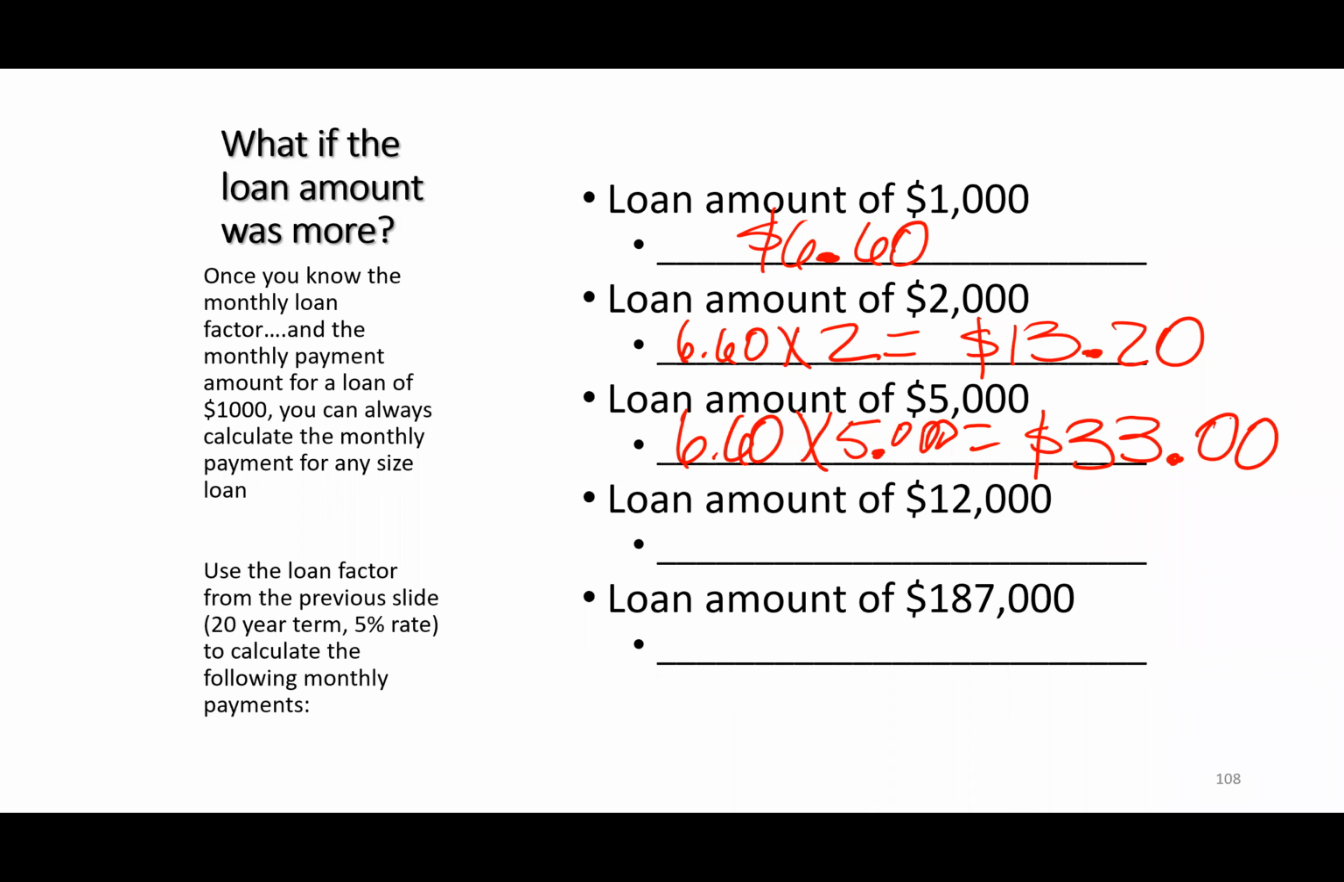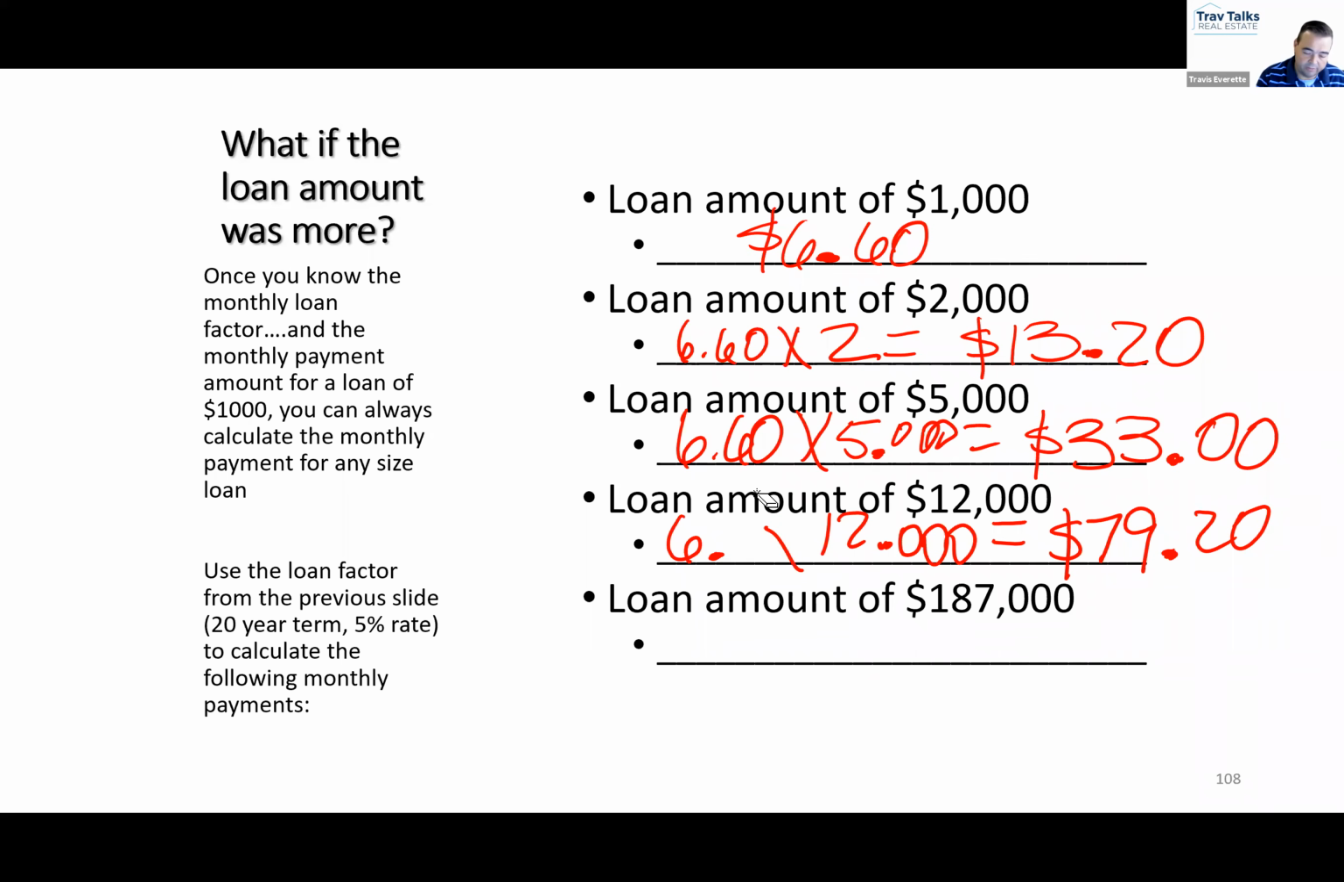They matter. How about $12,000? Well, the loan factor stays the same, right? It's still 6.60 times, turn that comma into a decimal, and you times 12.000, right? $79.20. Never mind, I see what I did wrong. You just type probably $6, I'm guessing, instead of 6.60. I forgot the 60.